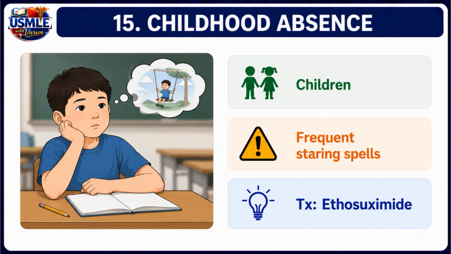Childhood absence epilepsy presents with frequent absence seizures in otherwise healthy children. This condition usually improves by adolescence. The first line treatment of this childhood absence seizure syndrome is with ethosuximide, which blocks the T-type calcium channels within the thalamus.